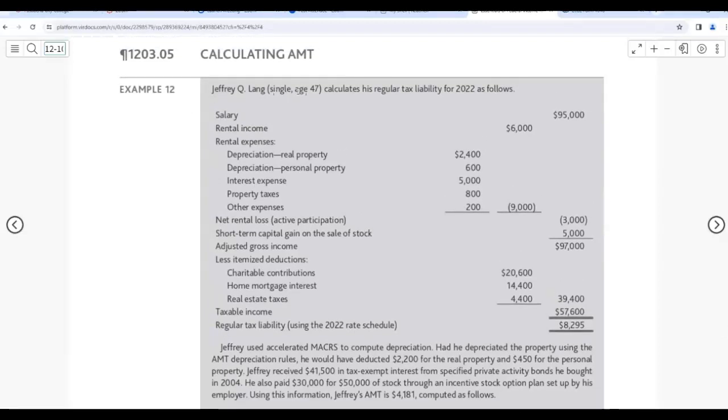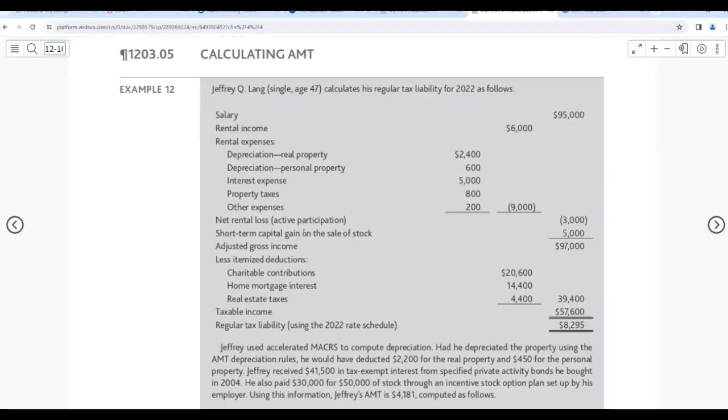So Jeffrey, single, age 47, calculates his regular tax liability for 2022 as follows. Salary, $95,000. He has rental income, but against rental income, he has depreciation, interest, property tax, other expenses. So he ends up having $9,000 of expenses for the rental property. So $6,000 less $9,000 expense is a $3,000 loss from active participation in this rental property that he's managing.